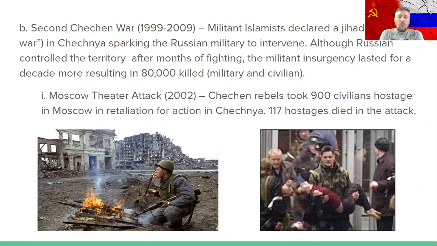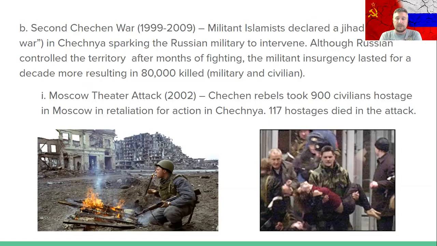The Second Chechen War lasted for about 10 years, from the late 90s all the way through the early 2000s. And Chechnya kind of sparked this one. You had a jihad declared, and we'll talk more about jihads in our next unit, the Middle East. What we see here is Chechnya has taken action, which the Russians felt like they needed to intervene to stop. And the Russians will, for the most part, take control of the land, but the insurgency is what lasts a long time. 80,000 people killed in this.